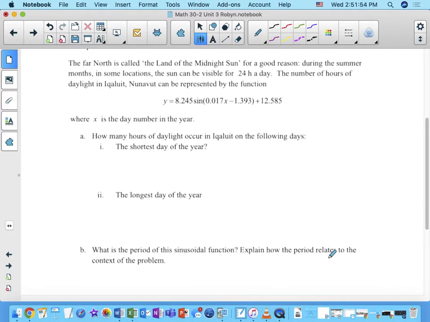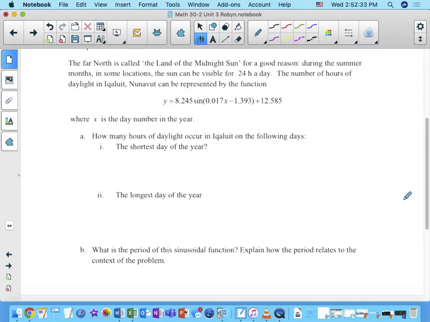So, here's an example. The far north is called the land of the midnight sun for a good reason. During the summer months, in some locations, the sun can be visible for 24 hours a day. That's because you're at the very top of the earth. The number of hours of daylight in equivalent Nunavut can be represented by the function y equals 8.245 sine 0.017x minus 1.393 plus 12.585, where x is the day number in the year.